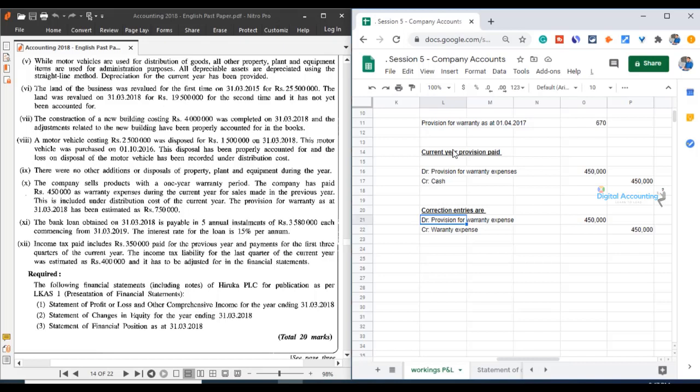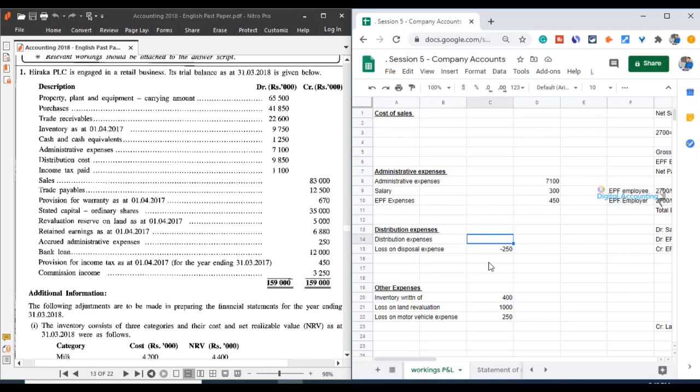So debit record provision for warranty expenses 450,000, and also we need to reduce the warranty expenses because that is already recorded in the distribution cost 450,000. So that is the correction entries. So first reduce the 450,000 in the warranty expense to correct the error. That is in distribution cost. Distribution cost in the trial balance is 9,850.